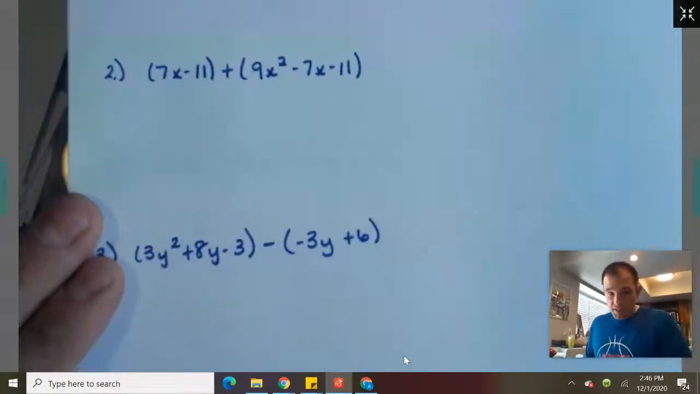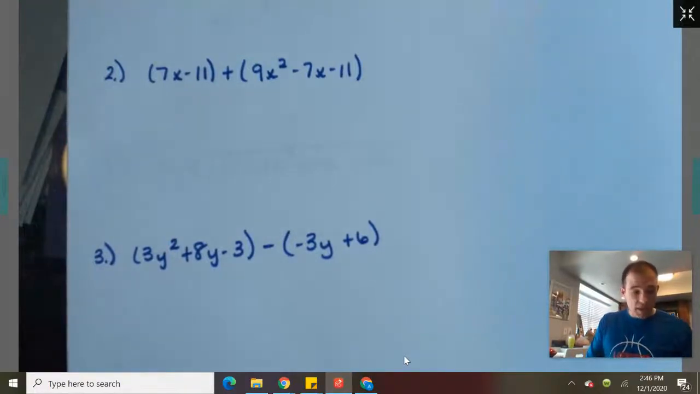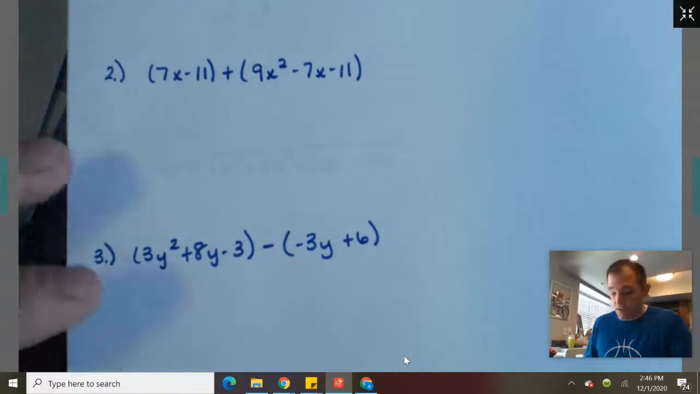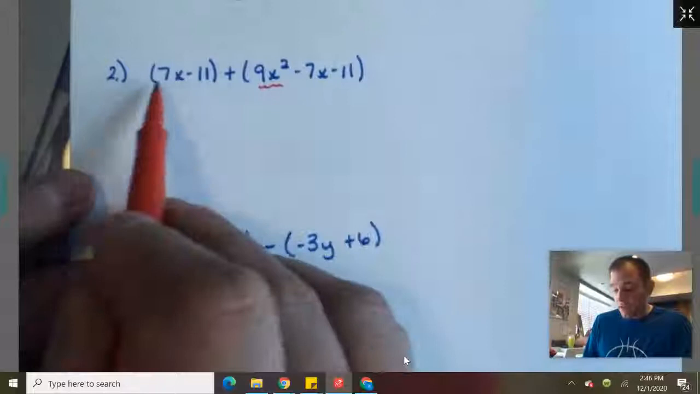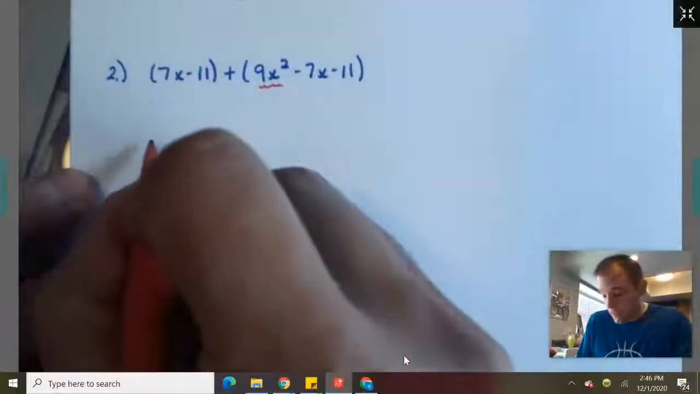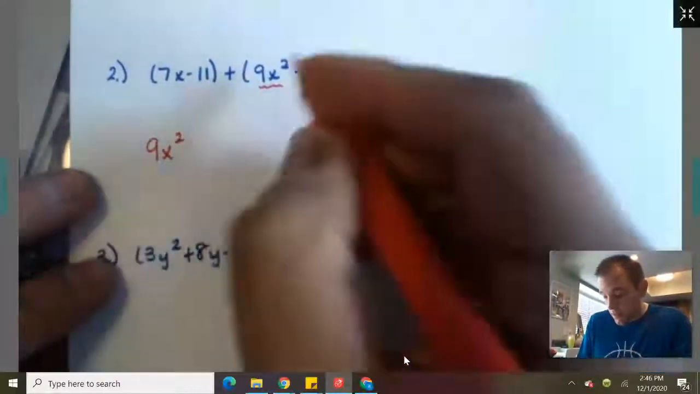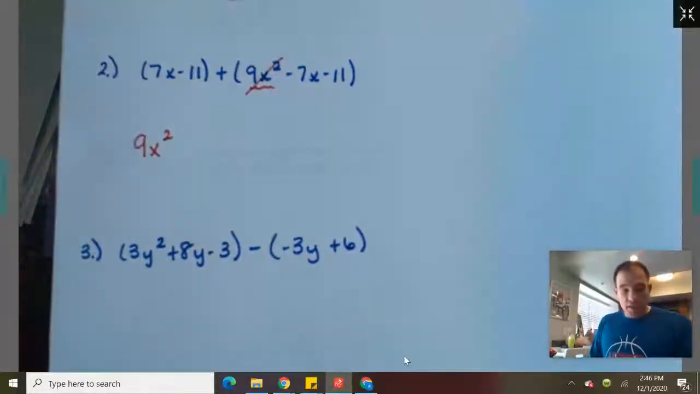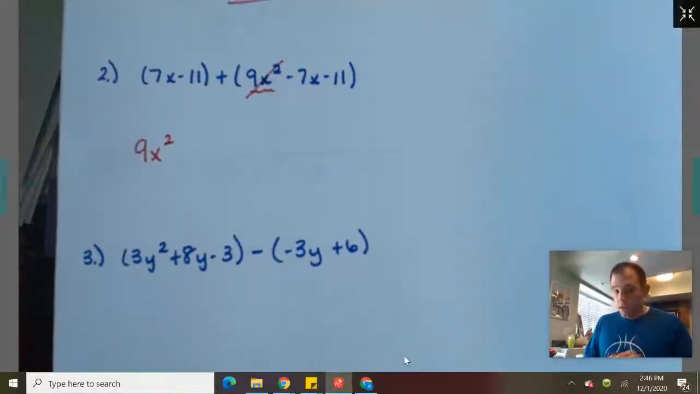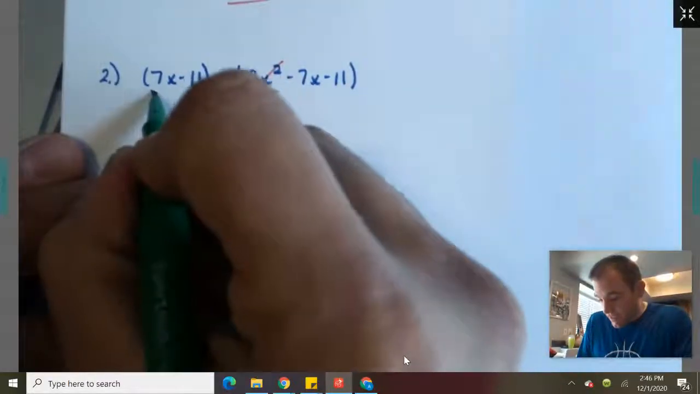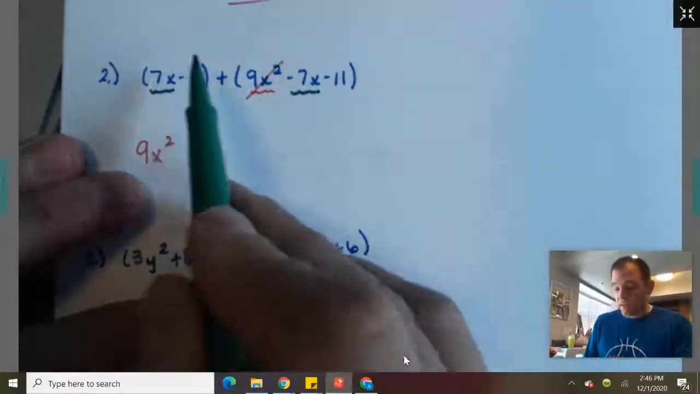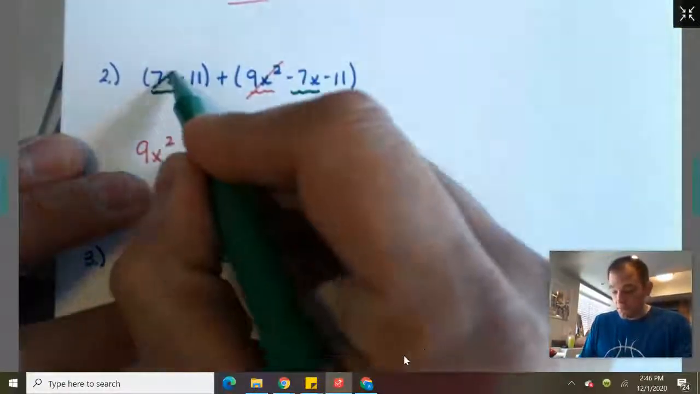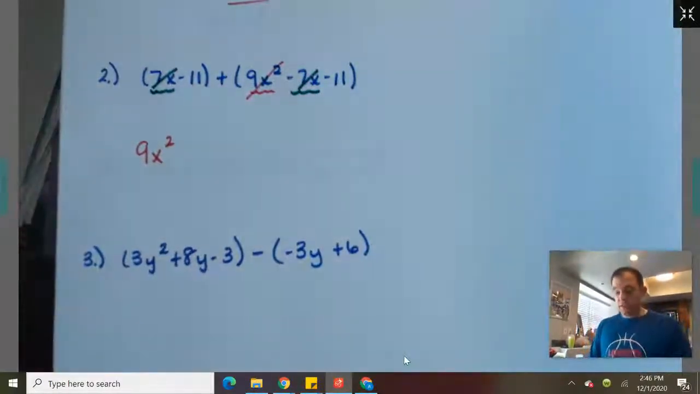The second question wants you to add these together. It just wants you to combine like terms. So all we need to do is pick out things that are the same. So we just look, 9x squared doesn't have any other like terms. So I'm going to keep 9x squared the same. And again, I like to cross them off as I go, so I know I've already used that one. Then we have 7x here plus a negative 7x. So 7x minus 7x gives us 0. 7 minus 7 is 0.